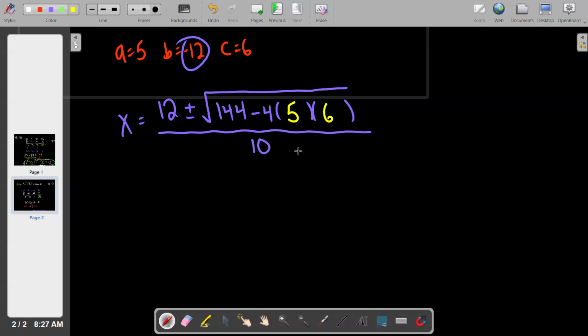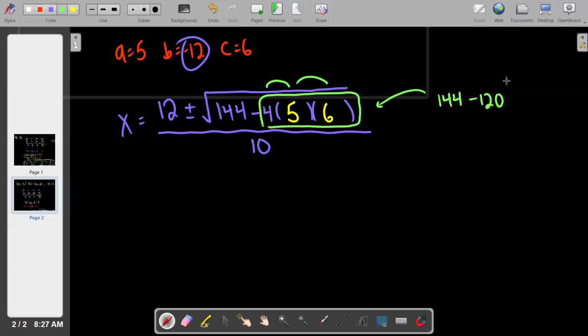And remember that sometimes signs are going to change. Sometimes this is going to become a plus inside the discriminant here. In this case, though, the green box is a positive number. So what is 4 times 5 times 6? 120. 4 times 5 is 20, 20 times 6 is 120. So the inside of that square root now says 144 minus 120.